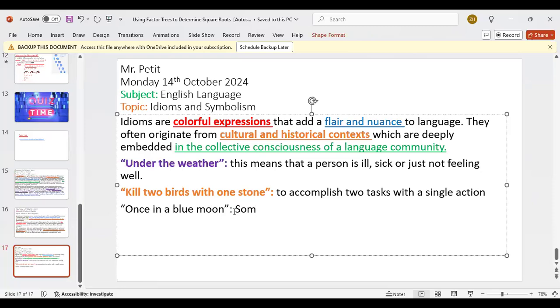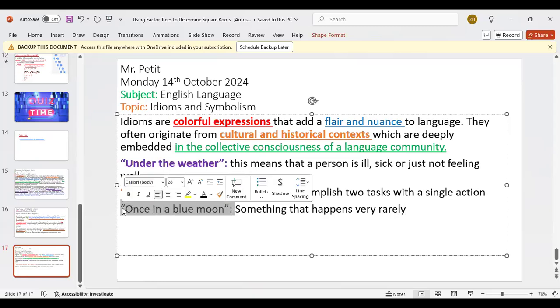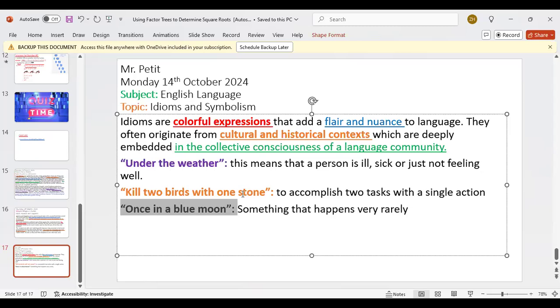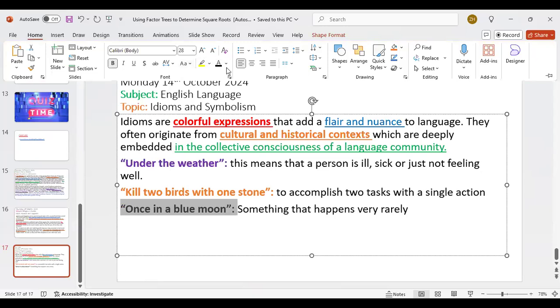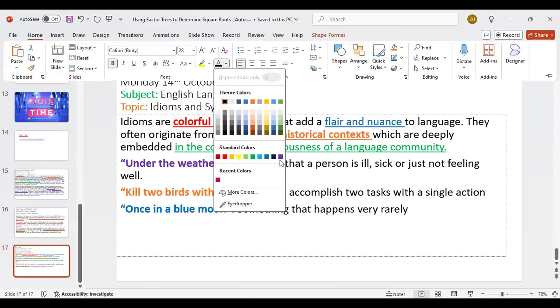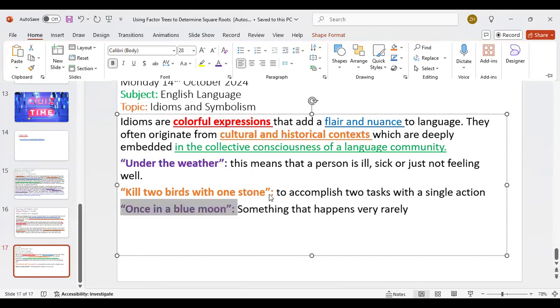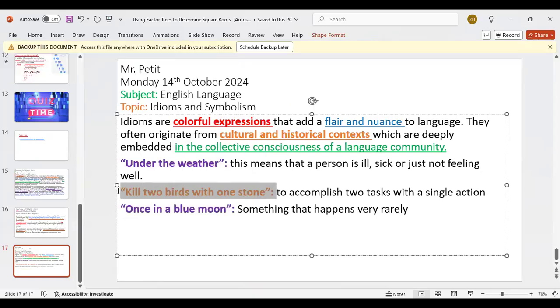So it means something that happens very rarely. Okay, I'm going to give you an opportunity to put your example of an idiom inside the chat, and then we're going to look at it. Make sure please write down your notes. You don't want to just be putting idioms inside the chat and you haven't written down your notes.